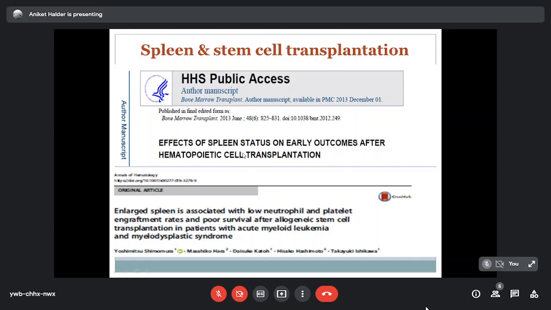And this is mainly due to the increased activity of the spleen due to activation of the macrophages. Also, there is one article where the enlarged spleen is associated with low neutrophil and platelet engraftment rates, and poor survival after the stem cell transplantation. This is mainly due to the hyperactive spleen and the hyperactivation of the macrophages, which causes delay in engraftment.